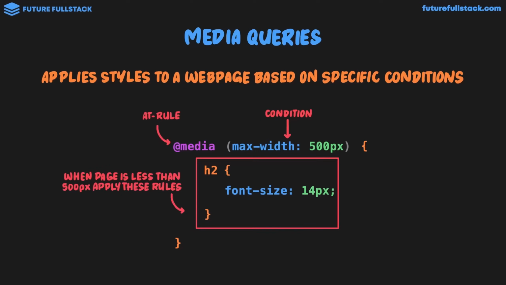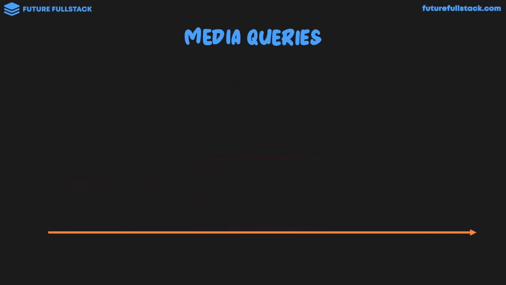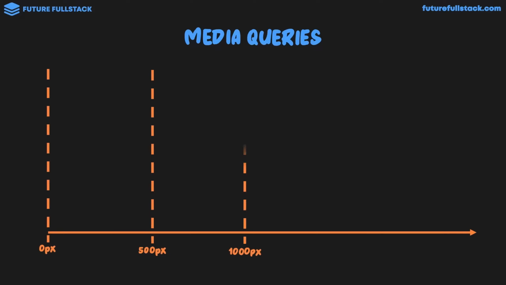So let's go look at this a bit more in diagram format. I'm going to set up an axis here with different browser width values. We're going to start with 0 pixels. The next value will be 500 pixels. The next value 1000 pixels. And the last value 1500 pixels.